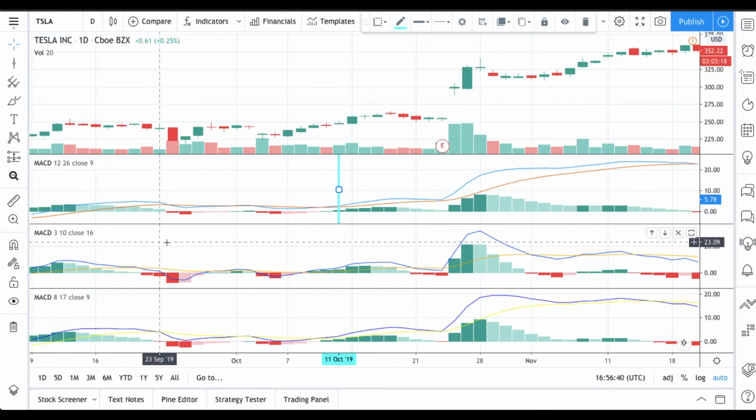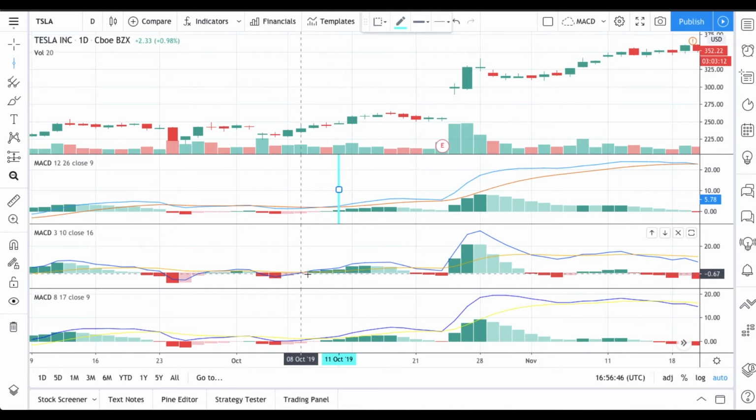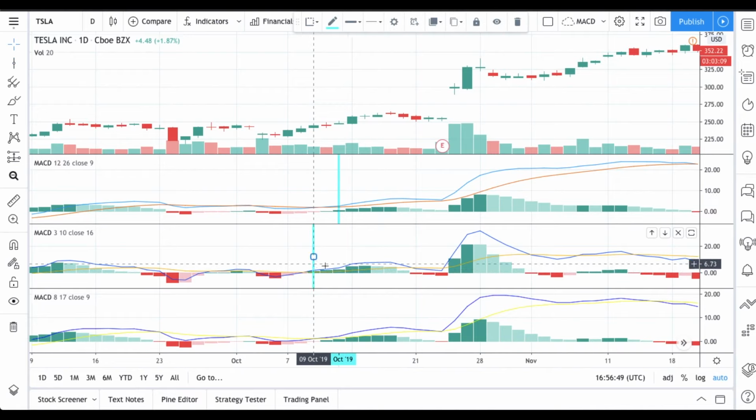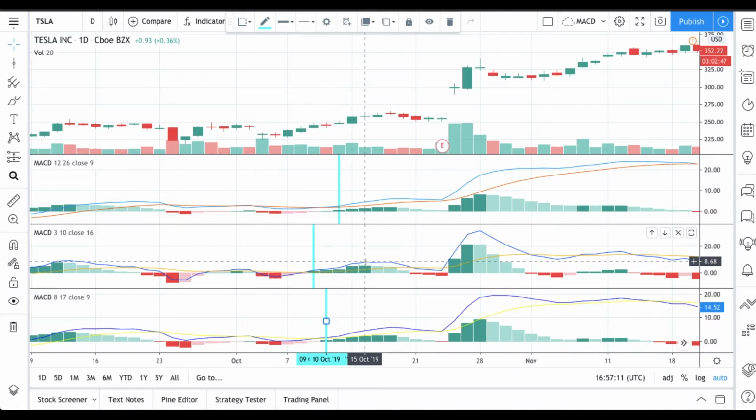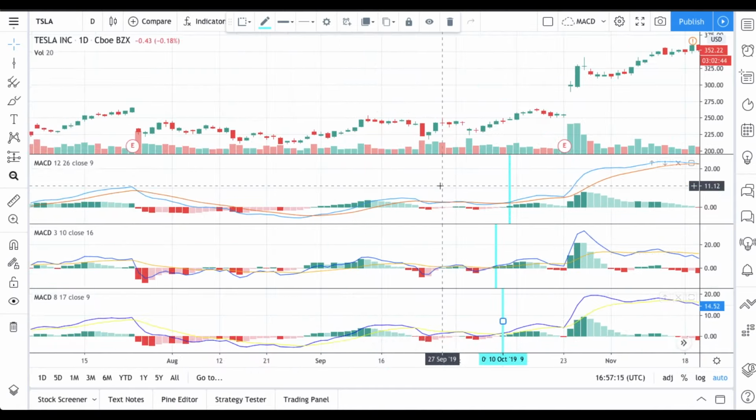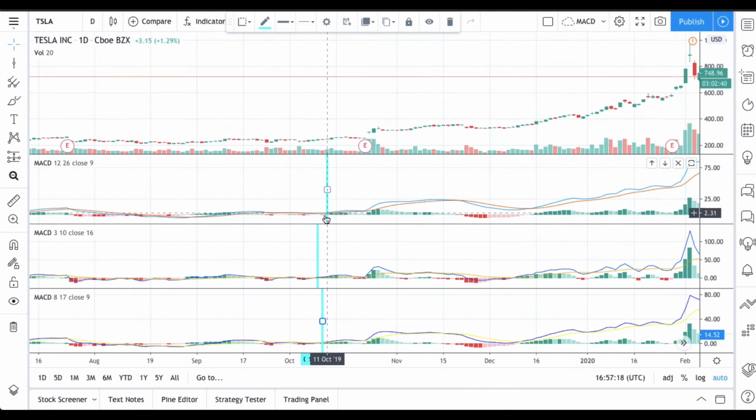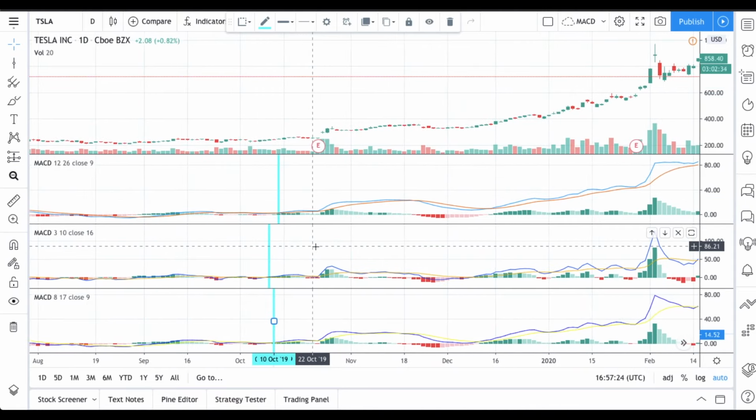Now on the 3, 10, 16, the signal to get in would have been a couple days earlier, again above the zero line, right about there. Now on the 8, 17 MACD, where was that? That was around here, breaking above the zero line, showing that the blue line was heading above the orange. Whatever colors you use is up to you, but this is the fast line. So for Tesla, to get in on that nice uptrend, the 3, the 10, and the 16 was the best MACD that you could have used on that kind of trade.